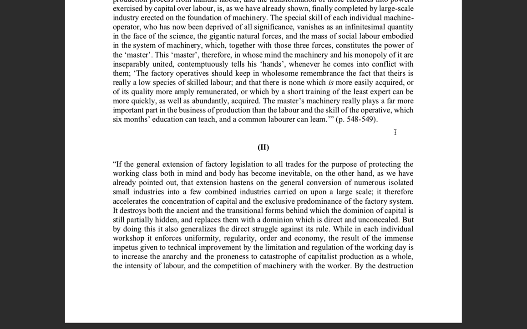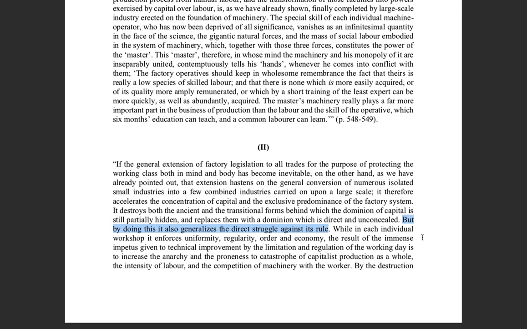And in the second quote, we see the development of industry. And we see this idea that not only does capitalism kind of enforce a particular kind of efficiency and a particular kind of way of doing things and way of making things, but that it also, in this way, and this is something that left-wing thinkers after Marx would have been very concerned with, it generalizes the direct struggle against its rule.